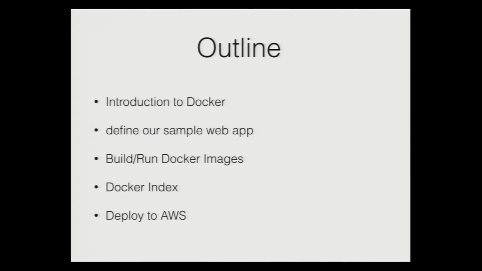And then the fourth, we will talk about Docker index. It's kind of a GitHub for the Docker image. I think it will be a game changer for the deployment. The last thing, we will talk about how to deploy our Docker image to AWS.